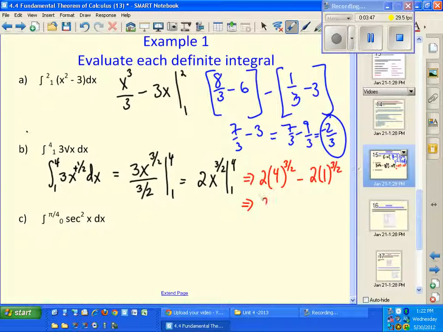So 2 times 8, and then over here I end up with minus 2. So my total area is 16 take away 2, which is 14.